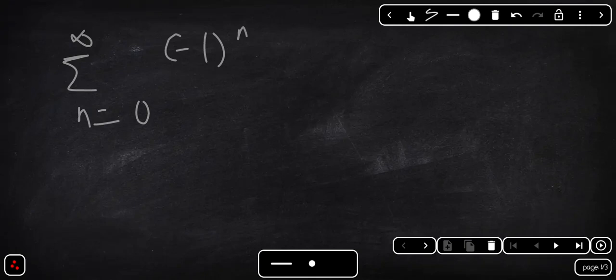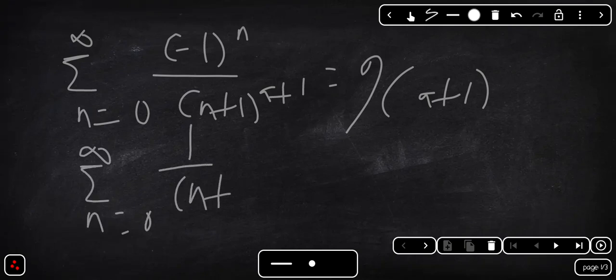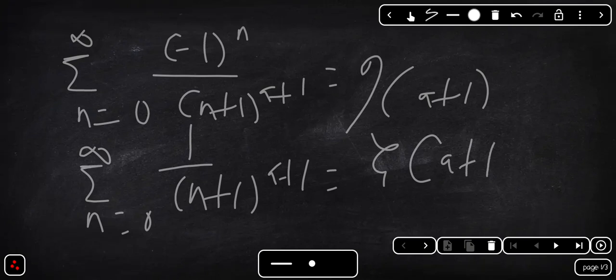Alright, so let's solve the series one after the other. The sum of n from 0 to infinity of minus 1 raised to the power of n over n plus 1 raised to the power a plus 1 will just be the eta function of a plus 1. And the second one, which is the sum of n from 0 to infinity of 1 over n plus 1 raised to the power a plus 1, is the zeta function of a plus 1.